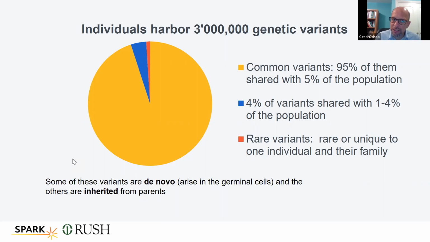Something I wanted to mention is that a lot of people don't know that we have 3 million genetic variants in our genetic makeup and our genetic code. These genetic variants are classified as common variants, where 95% of our genetic variants are shared with 5% of the population, so they are considered common. And there are some rare variants that are less than 1%, that are unique to one individual and their family. Those are considered rare variants.